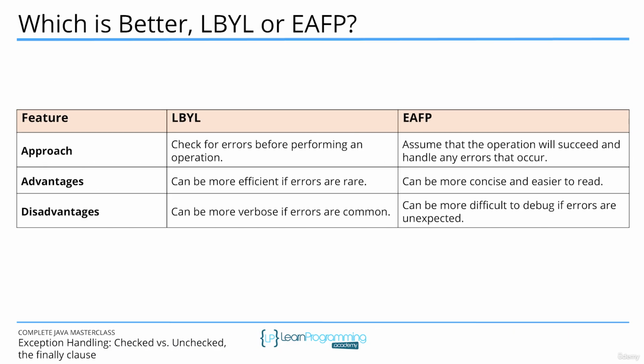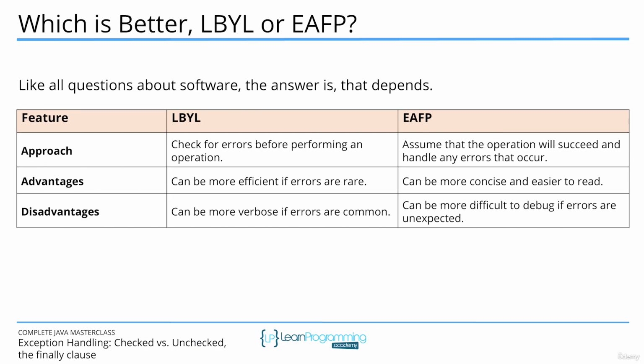Which approach is better? Like all questions about software, the answer is, that depends. If errors are rare, you might want to use Look Before You Leap, but it does make the code more verbose. If errors are unexpected rather than the garden variety type, the Easier to Ask Forgiveness Than Permission approach might make it more difficult to debug.